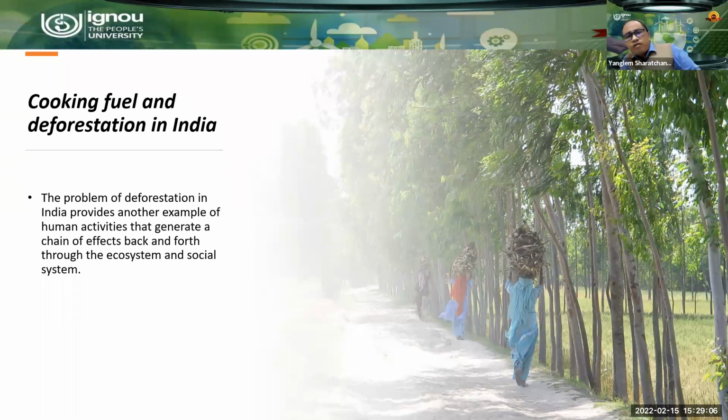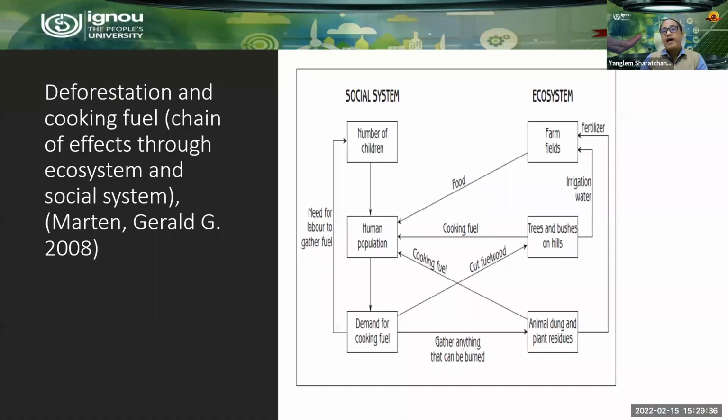Another example is cooking fuel and deforestation in India. How is it happening? Most deforestation happens because of the extraction of timber, right? Commercial timber extraction. But if you look at the problem of deforestation from the perspective of the extraction for fuel purposes, you will find out what impact it has on the social system and the ecosystem, and what kinds of impacts are happening.